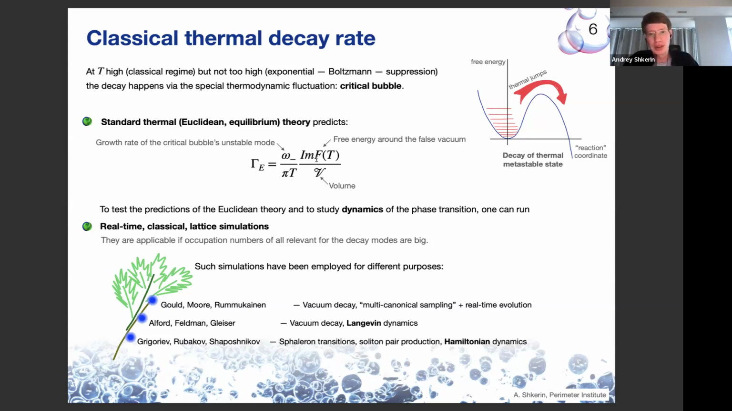Here, F is the free energy of the system computed around the false vacuum, V is the volume, T is the temperature, and omega minus is a growth rate along the unstable direction of the critical bubble. So 1 over omega minus is the characteristic time of nucleation, the characteristic time of the growth of the critical bubble. And that is actually a very important dynamical time scale that will play an important role later. So this is what the Euclidean theory tells us.